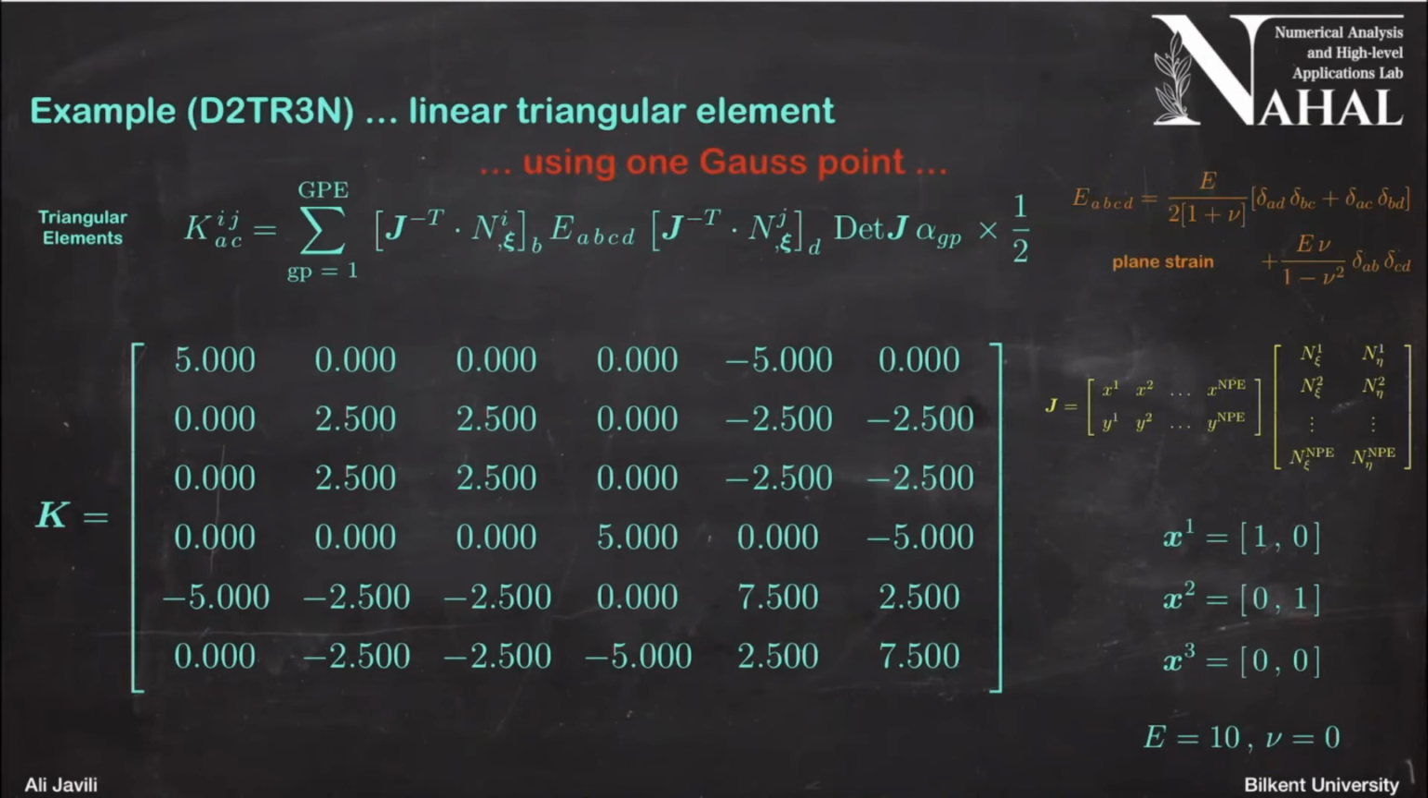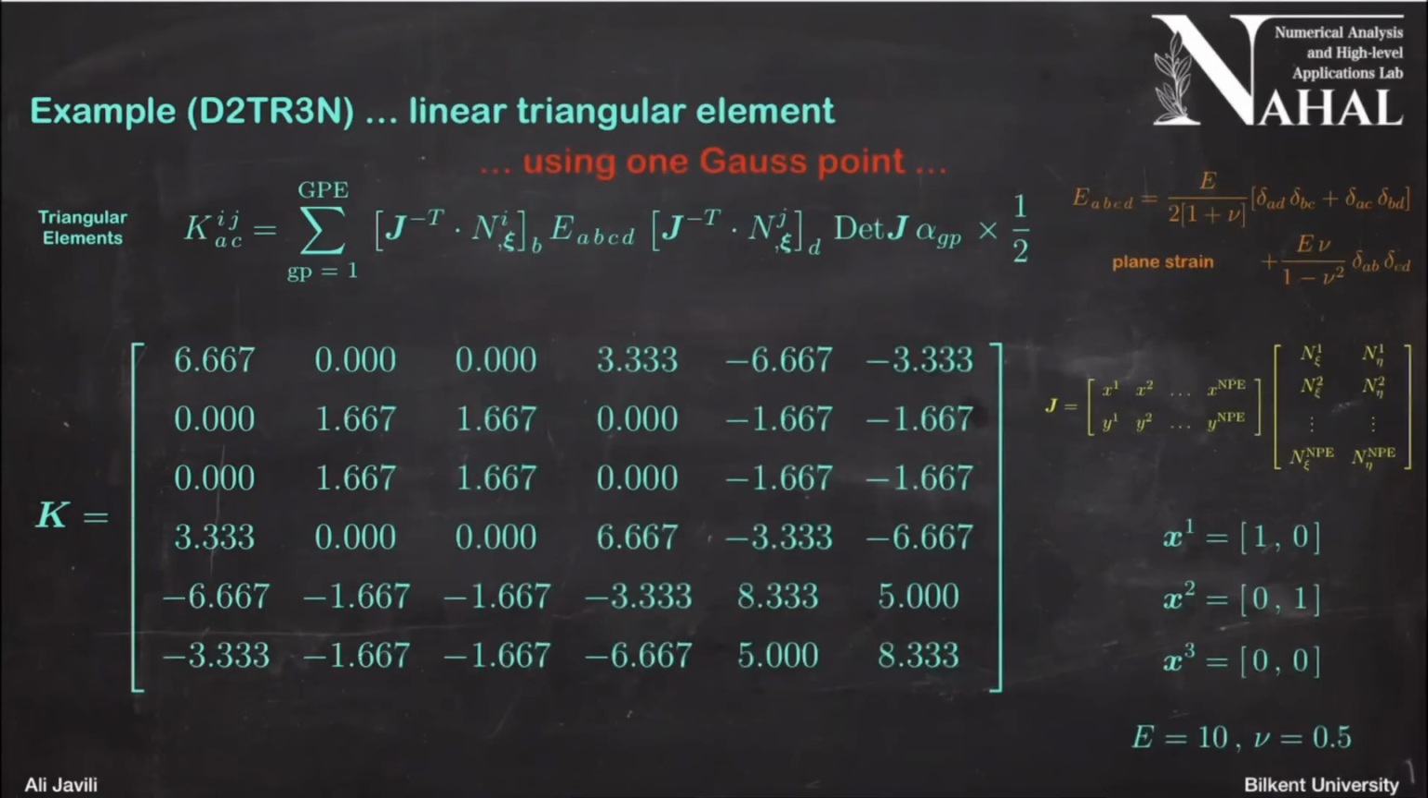Now pay attention here, I'm using one Gauss point. This is not a big problem because we know it's a constant strain triangle, so inside this integral everything is constant. So when you want to use the summation, one Gauss point is enough. One Gauss point is sufficient, whether nu is 0 or nu is 0.5. It doesn't matter.